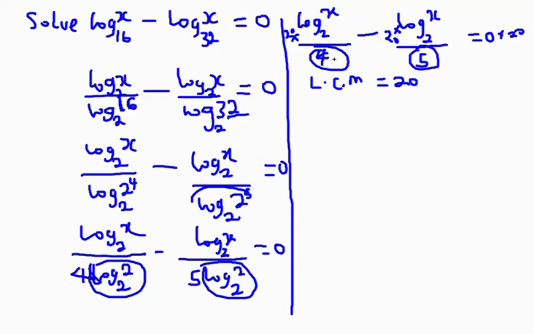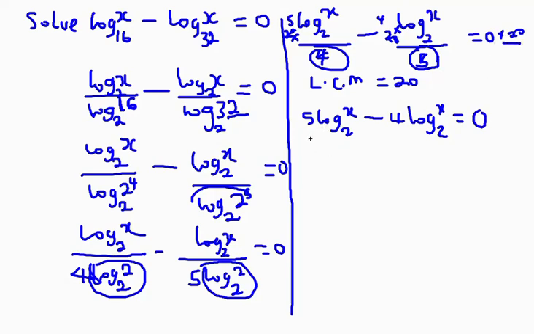4 cancels here, 4 here is 1, 4 in 20 is 5. So what's left here is 5 log x base 2 minus 5 here is 1, 5 in 20 is 4. So what I have here is 4 log x base 2, and that equals 0. 0 times 20 is 0.